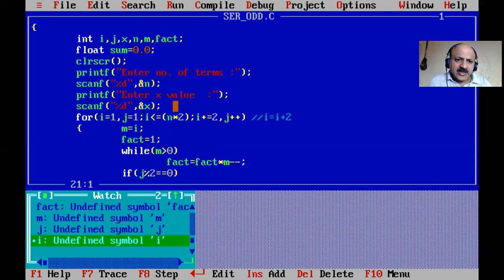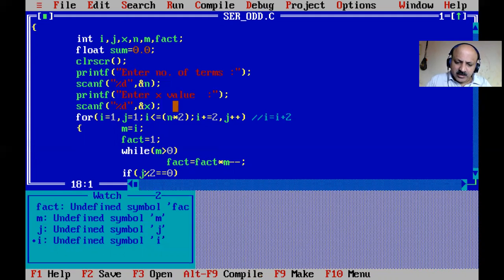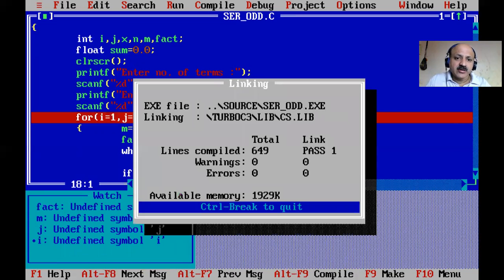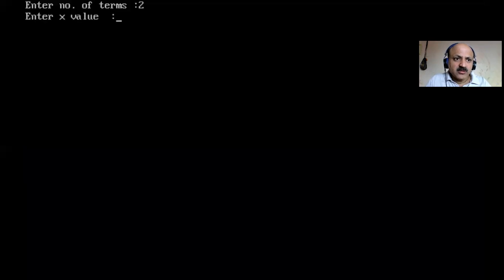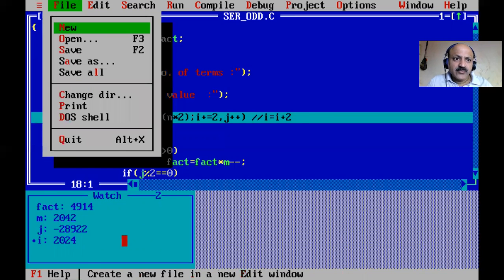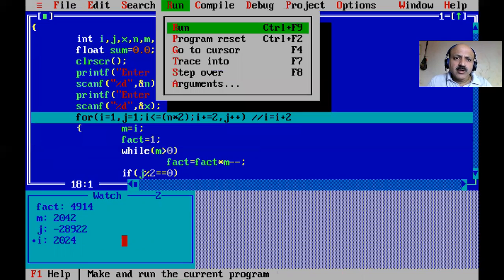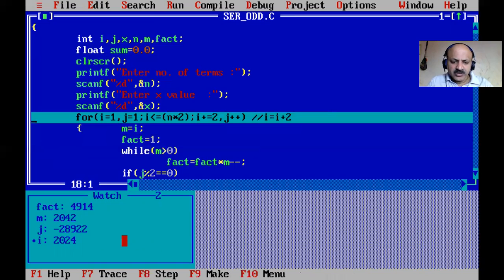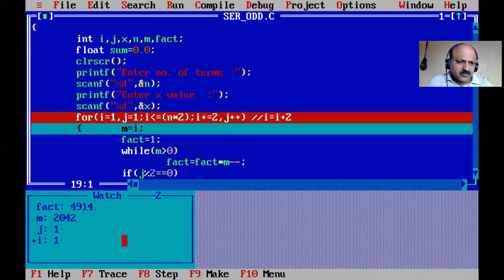So now I can press Ctrl+F8 here at the for loop, and then Ctrl+F9 to run the series. So two terms and x equal to 2. Let us check. I initialize 1, I press F7. You have to know Alt+F, and here R, yes, and trace into, F7. So yes, i equal to 1, j equal to 1, m assigned to i.